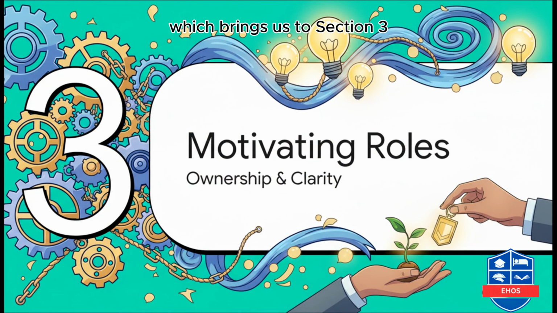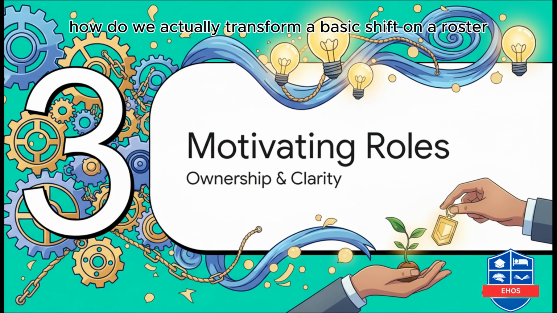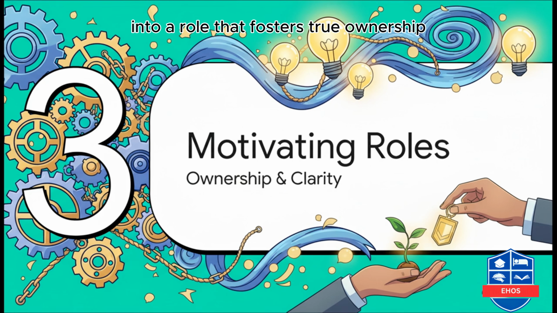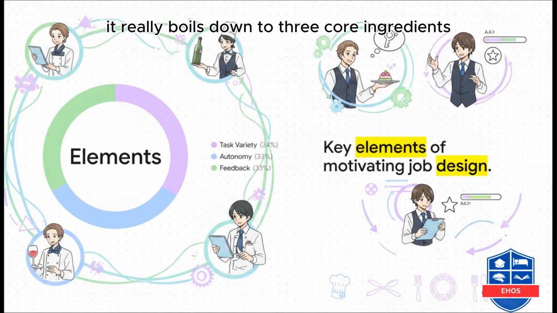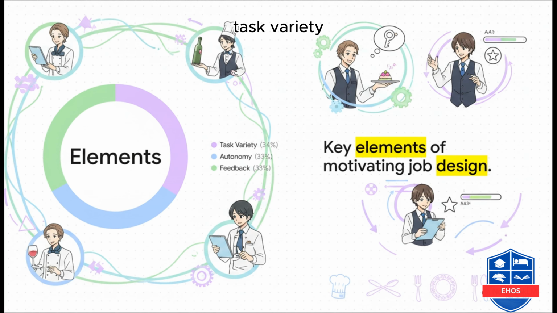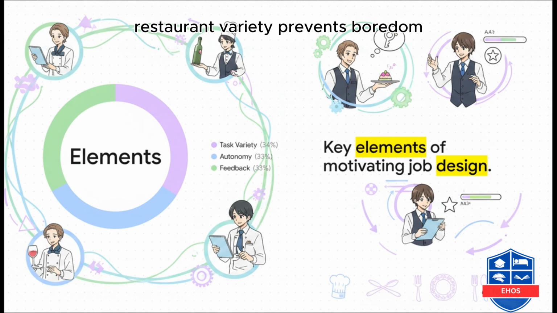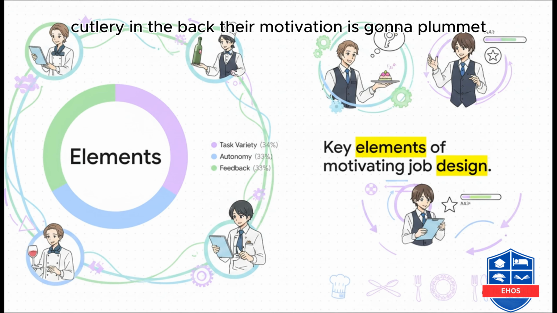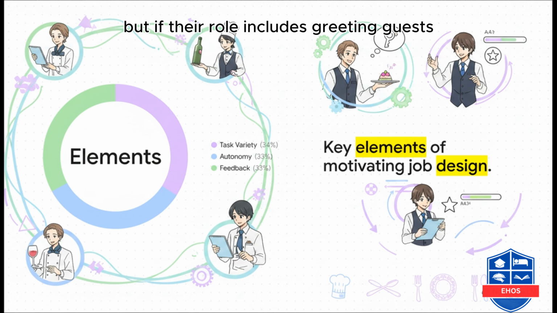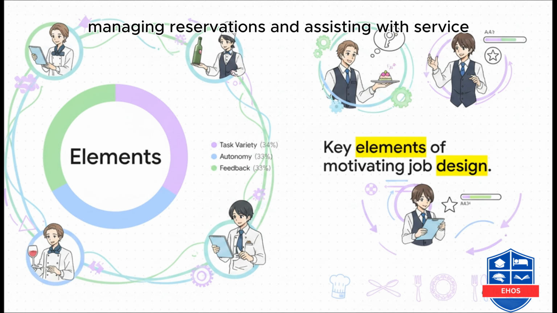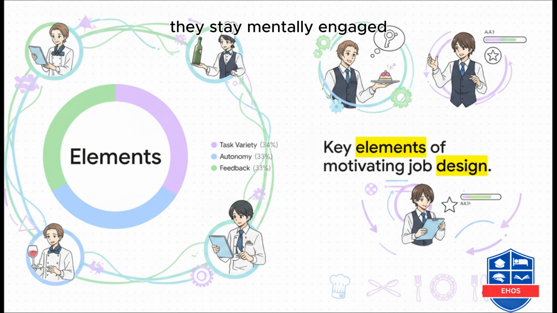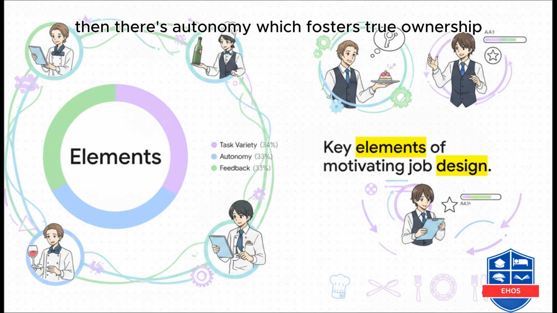Which brings us to Section 3, elements of motivating roles. How do we actually transform a basic shift on a roster into a role that fosters true ownership and clarity? Let's take a look. It really boils down to 3 core ingredients: task variety, autonomy, and feedback. Let's think about this in the context of a luxury restaurant. Variety prevents boredom. If a team member is only ever polishing cutlery in the back, their motivation is going to plummet. But if their role includes greeting guests, managing reservations, and assisting with service, they stay mentally engaged. Then there's autonomy, which fosters true ownership.